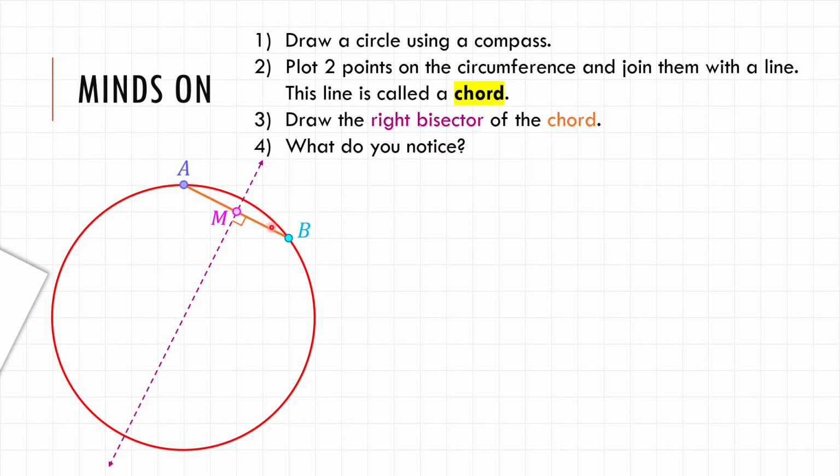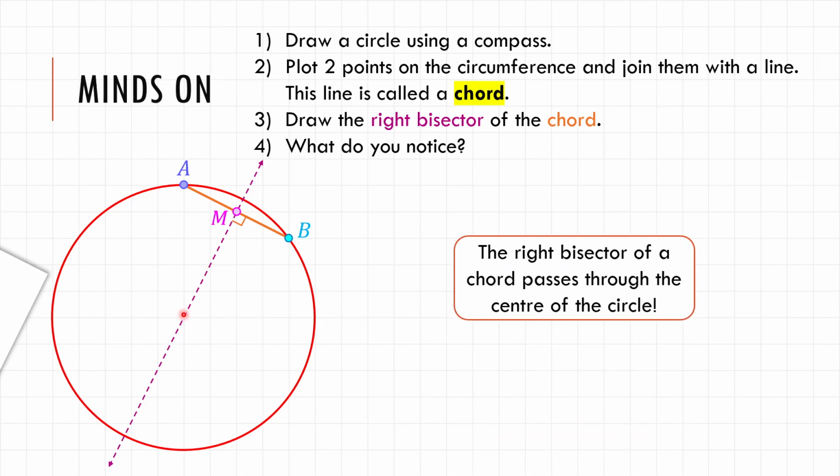Well, one thing you should ideally notice is that the right bisector probably goes right through the indentation you made when you were drawing this circle with the compass, right at the center. And in fact, this is absolutely true. The right bisector of a chord will always pass through the center of the circle; somewhere along that line is the center.